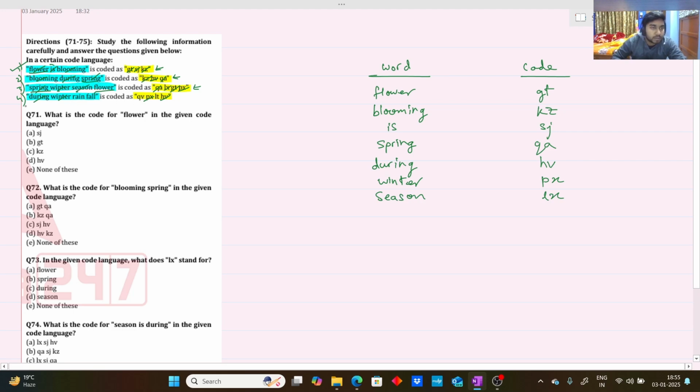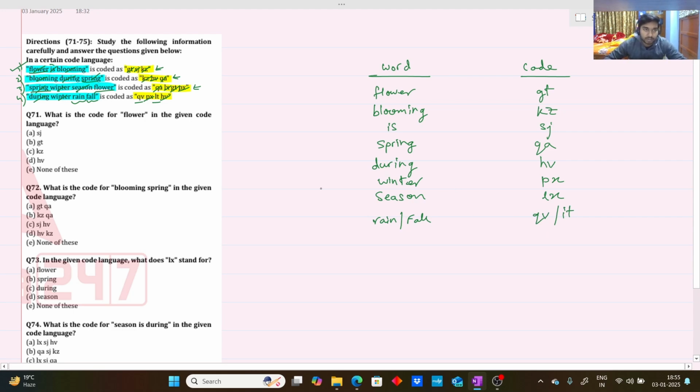And we have completed all the words and all the codes except for rain and fall, and we have two remaining codes, QV and IT. So these two can be either of them. We cannot determine. Rain and fall can be either QV or IT. We do not know that for certainty.